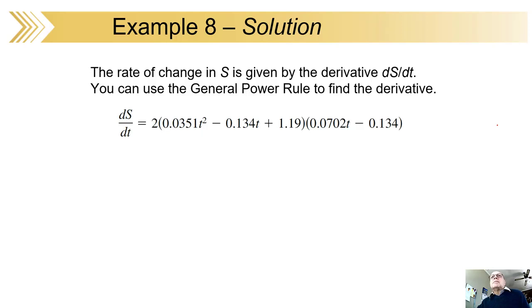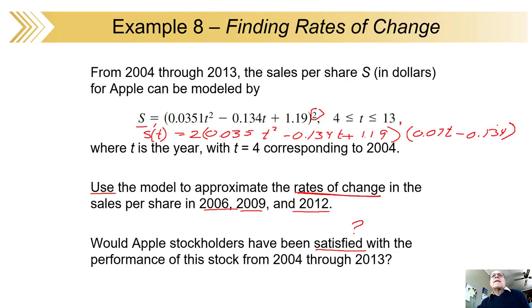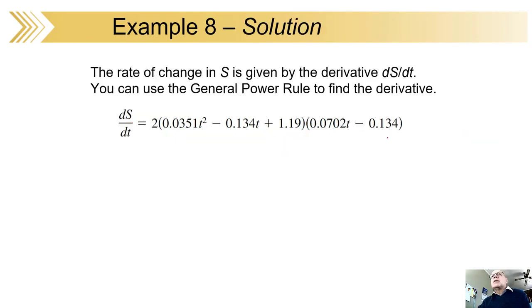There we go. Oops, I missed a number there, didn't I? Yeah. We'll fix that. Now what they did also was they multiplied the 2 times what's inside the parentheses. So 2 times the first one, 2 times the second one, 2 times the last one, and there's your derivative.